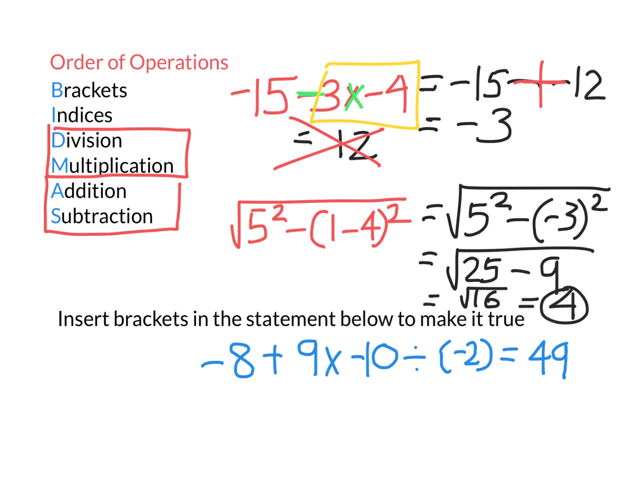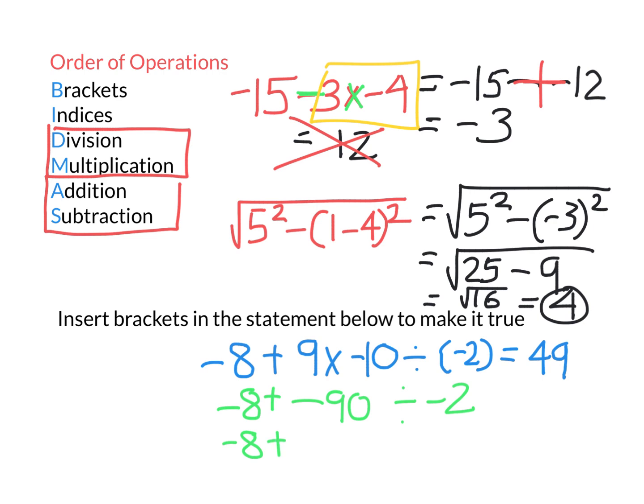All right, let's look at this question. Insert brackets in the statement below to make it true. This is a statement. Turns out it's not a true statement because order of operations dictates that I must do multiplication first, then division. So if I were to go figure this out, I go 9 times negative 10 is negative 90. Divide by negative 2. And then I would do the division. Negative 90 divided negative 2 is positive 45.